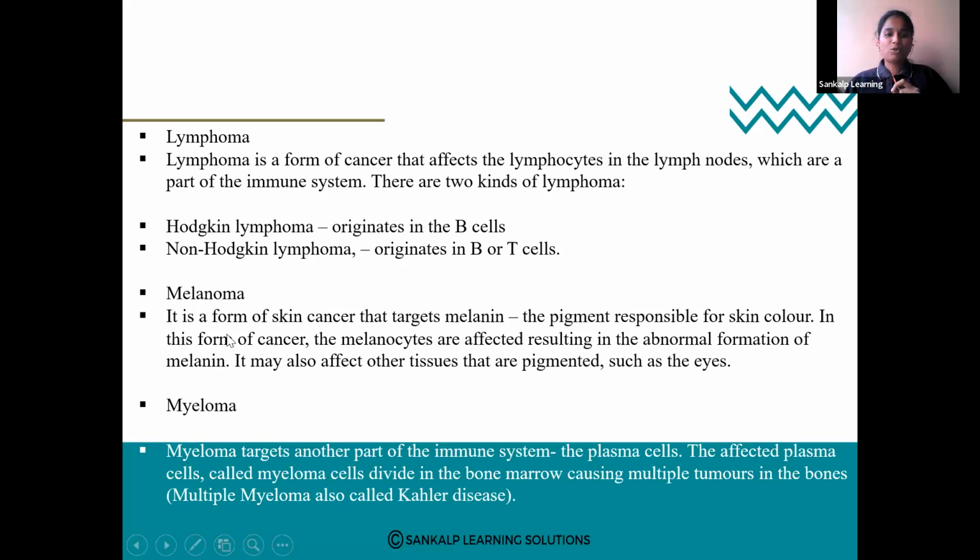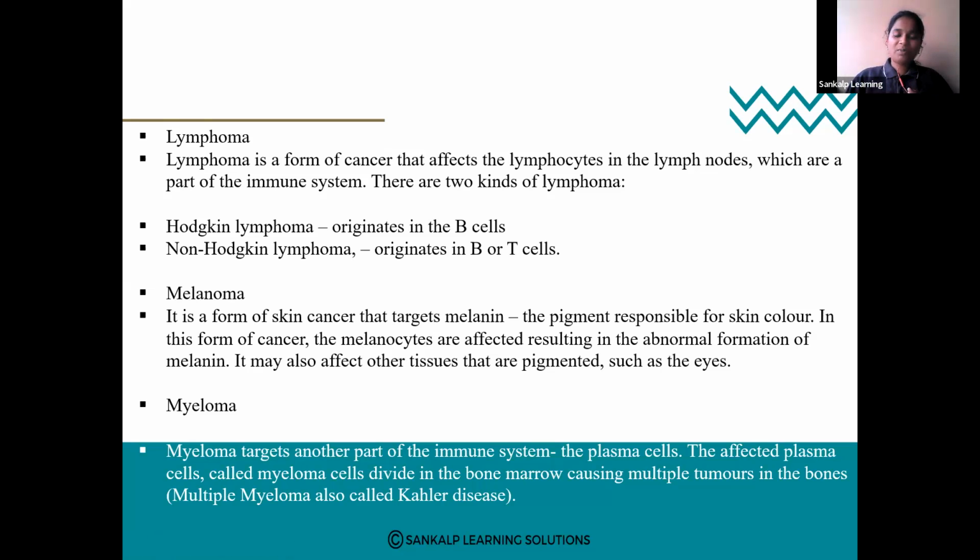Next, we have melanoma. It is a form of skin cancer which targets melanin. Melanin pigment is responsible for the skin color. In this form of cancer, the melanocytes, the melanin-producing cells, are affected, resulting in abnormal formation of melanin. It may also affect other pigmented tissues, such as the eyes.